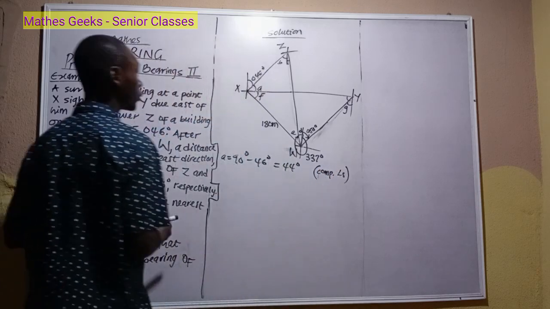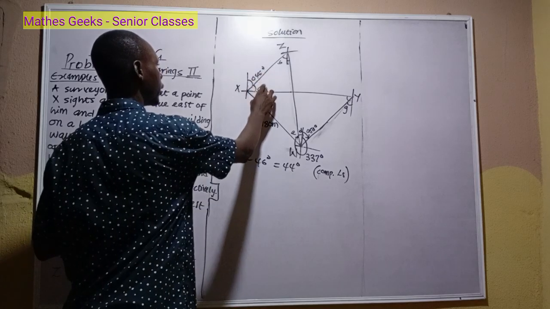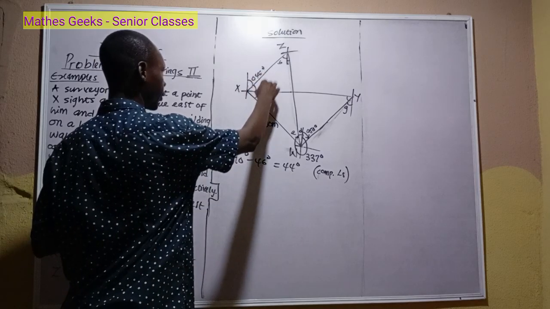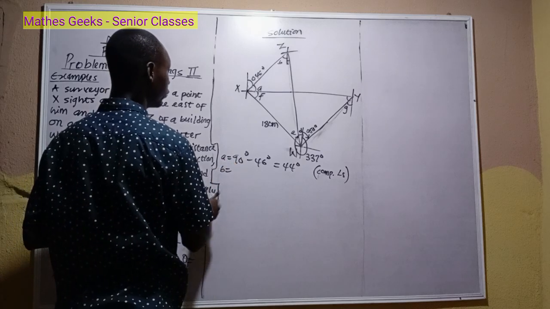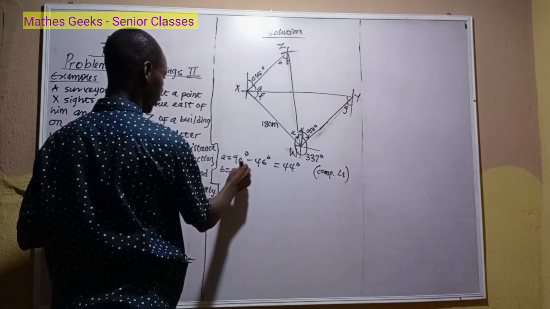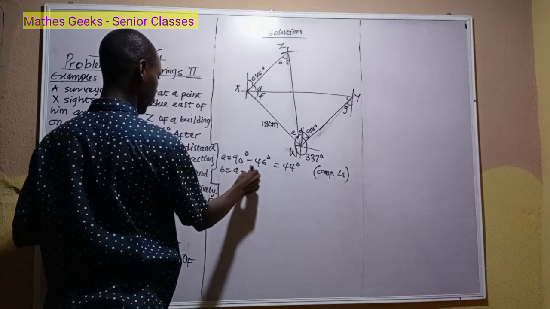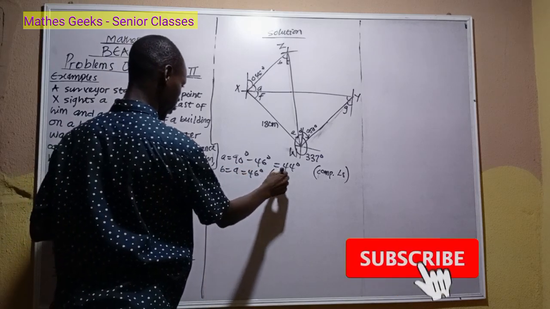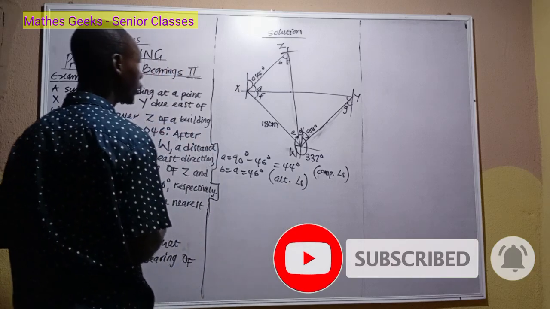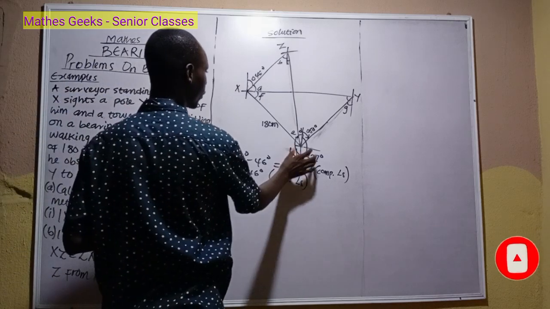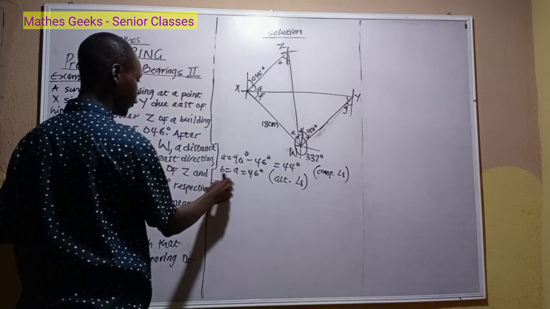So A is 44 degrees. Now let's find B. B is equal to 46 degrees. Oh, B is equal to 46 degrees. What's the reason? Alternate angles. So what about C? Let's come down here. C is alternate to D. So for us, we need to get D first.